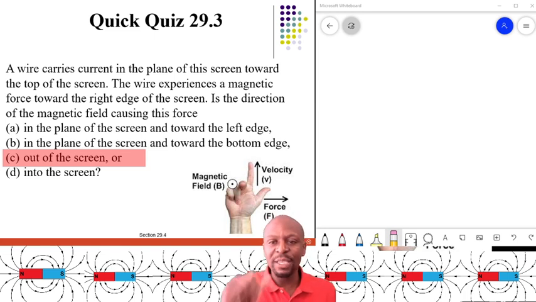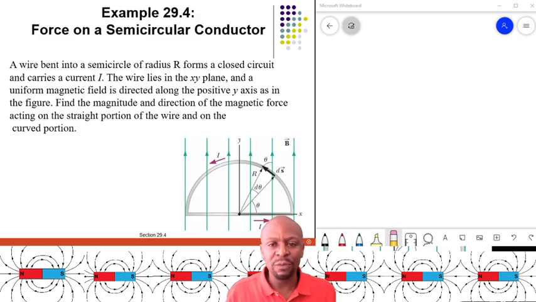You will always have to use that, and I've just shown you how to get the right answer in that case, because the current is going up and the force is towards the right. Therefore, the B field must just be out of the board.